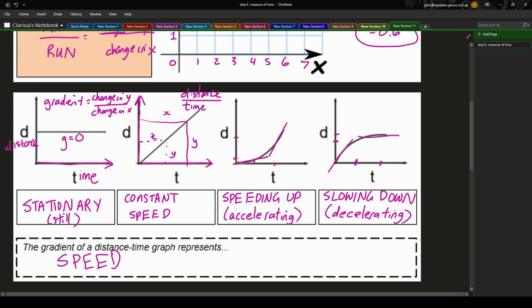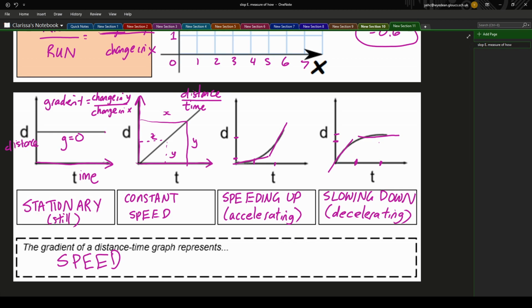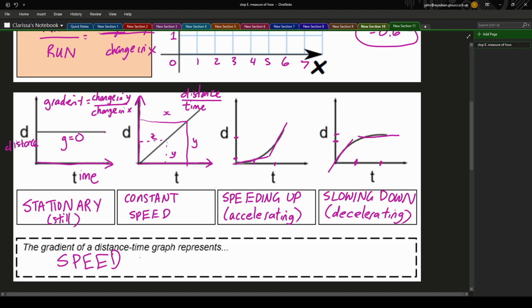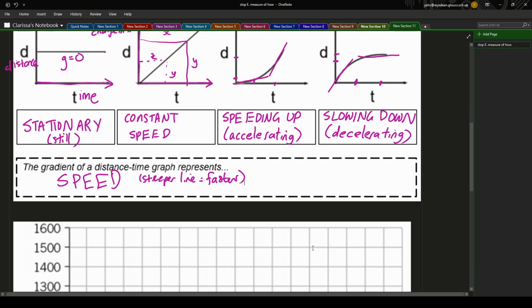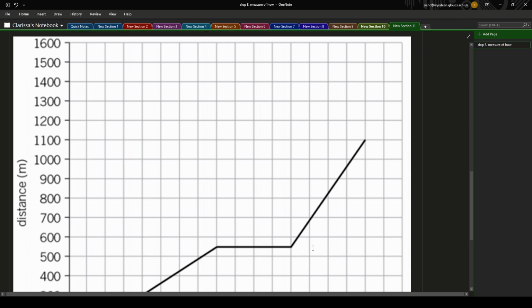Like for example, our slope here is a lot steeper, so it's going to have a higher gradient, higher speed than our bit of the graph by here where it's not very steep at all, so a low speed. So anytime you have a steeper line, that means you are going faster because you're covering more distance over time. If you have a less steep line, that means you're going slower because you're covering less distance over time.